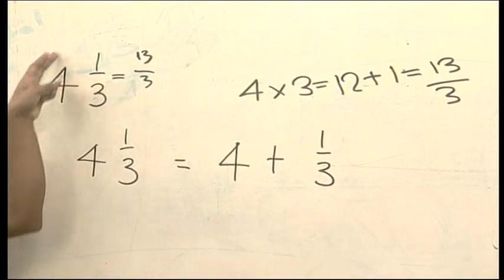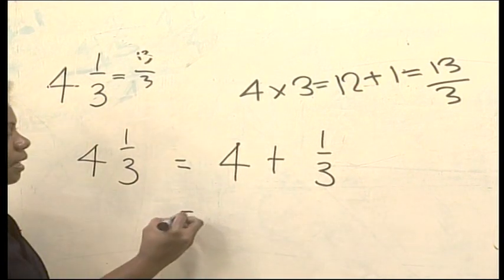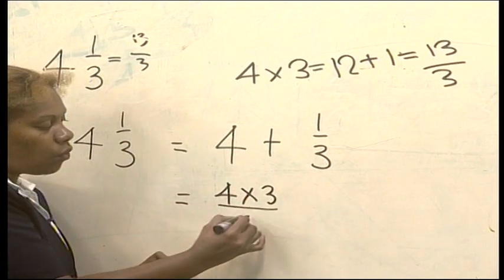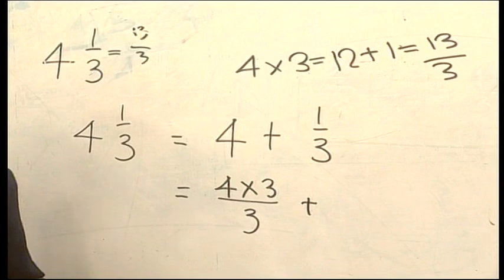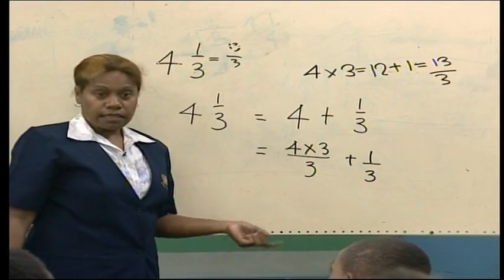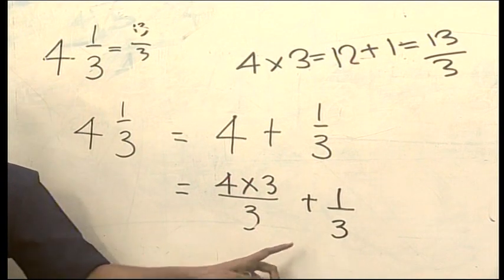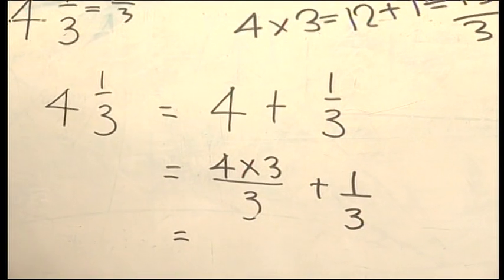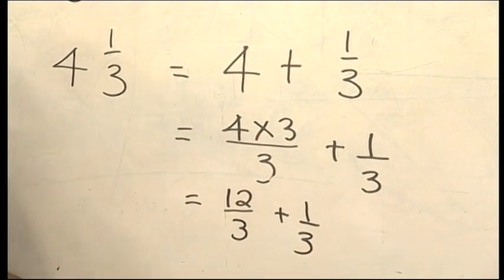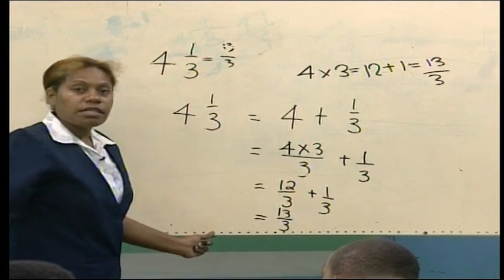Now, in order to express this the longer way, receiving students and 7Es, 4 whole plus 1/3 is equal to, all right, what we do is 4 times 3 over 3 plus 1 over 3. Okay, class? 4 times 3 over 3, which is because we need to get the same denominators in order to add. So what's 4 times 3? 12 over 3 plus 1 over 3, which is equal to 13 over 3. Receiving students?